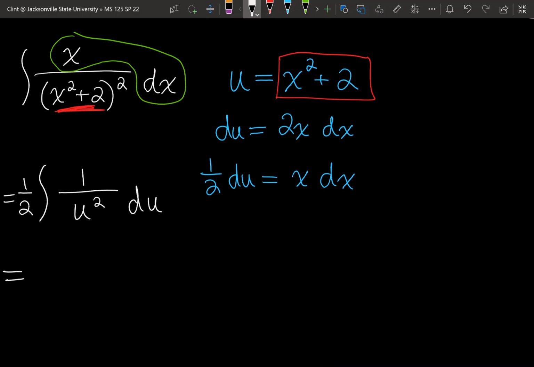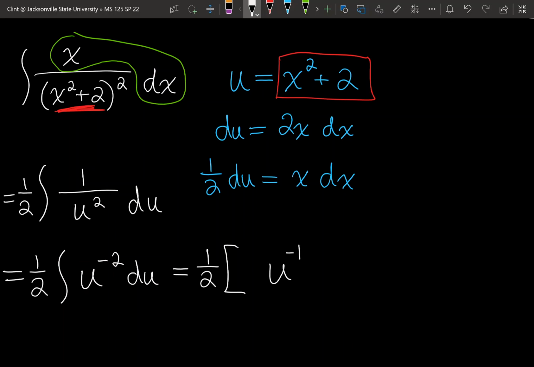So 1 over u squared, we can rewrite as u to the -2. So then for our antiderivative, we add 1 to the exponent. Be careful there with the sign. And then divide by the new exponent. So divide by -1 makes it negative.